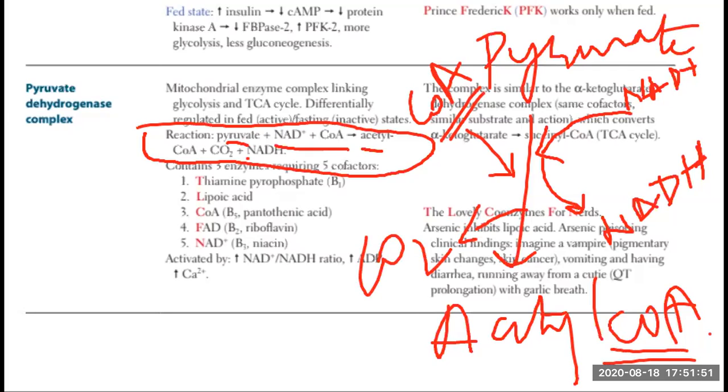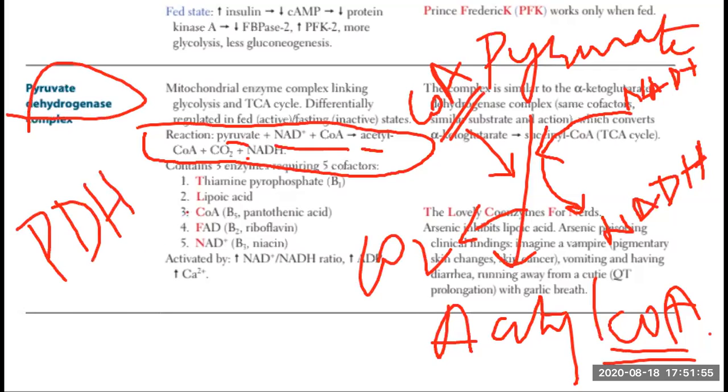So the enzyme is pyruvate dehydrogenase. We write it PDH. So this PDH is always dealing with redox reaction. You will always see this NAD positive and NADH over here.